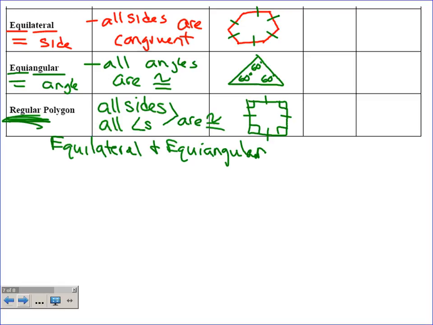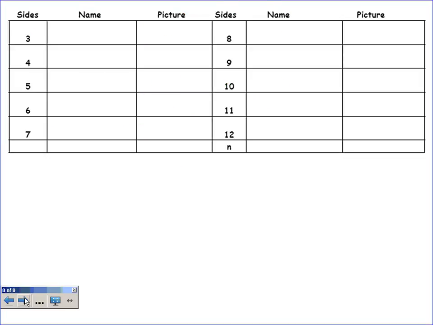So equilateral and equiangular. Okay? So it's both, like a square. Hang on. I'm only going to do one more thing. This is what's on your quiz tomorrow. I'm just going to tell you, this is basically your quiz. And honestly, you guys probably already know the majority of this.